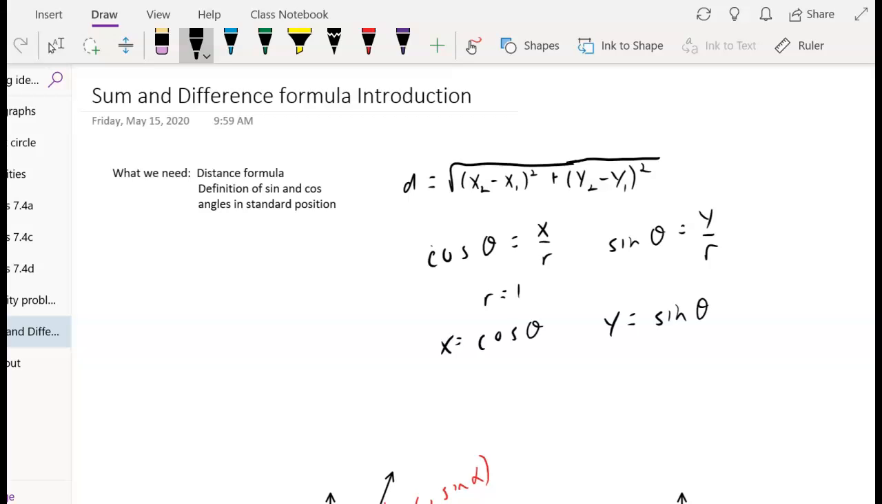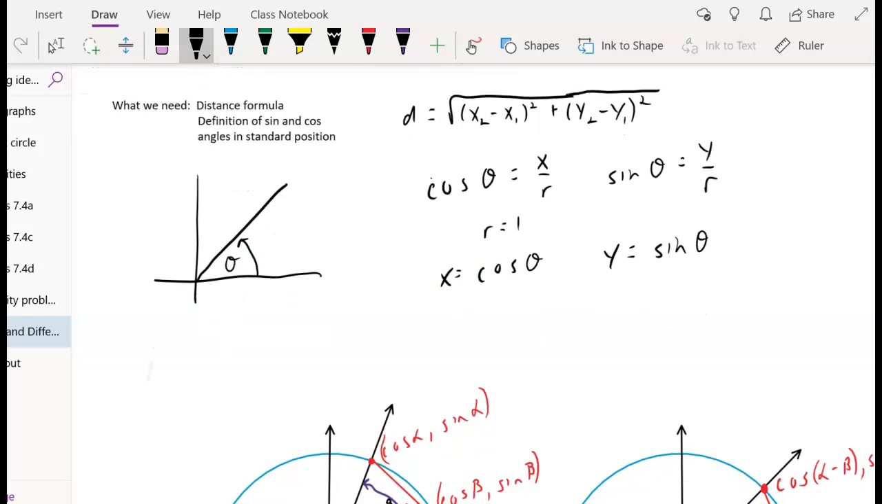Okay, and then the last thing is just to remember that an angle in standard position has the positive x-axis as part of the angle, and the other part, the terminal side, somewhere else. So we're going to look at angles inside the first quadrant, and we're going to combine these facts together to come up with a nice little identity.